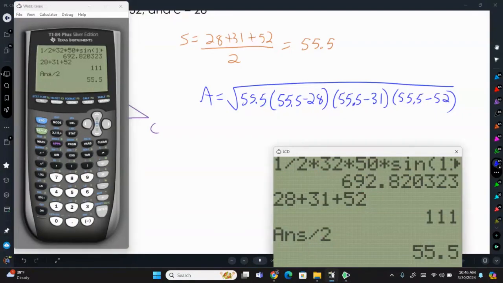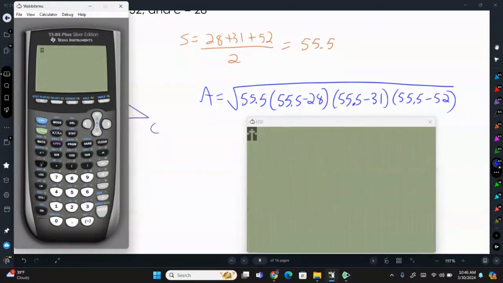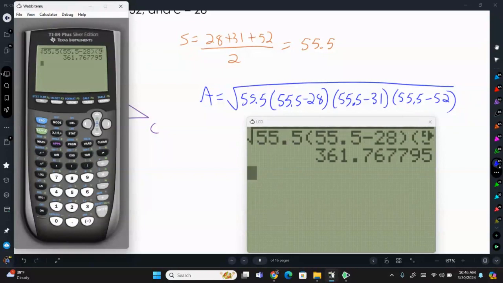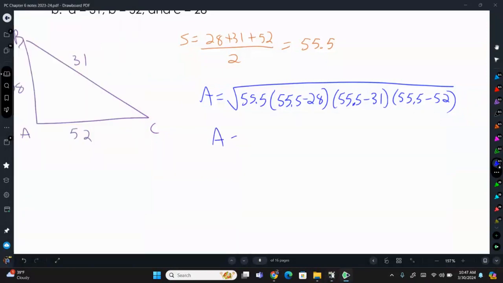So the square root of 55.5 times 55.5 minus 28. Now because we are multiplying, the order doesn't matter. We could have done these parentheses in any order. And make sure we close our last parenthesis. And we get 361.767, so we'd round that to 361.77, again, square units.